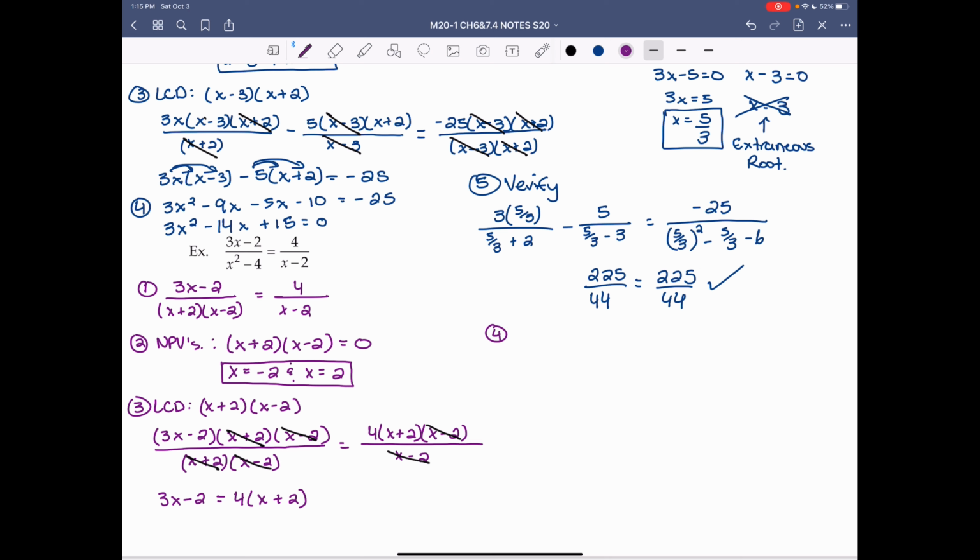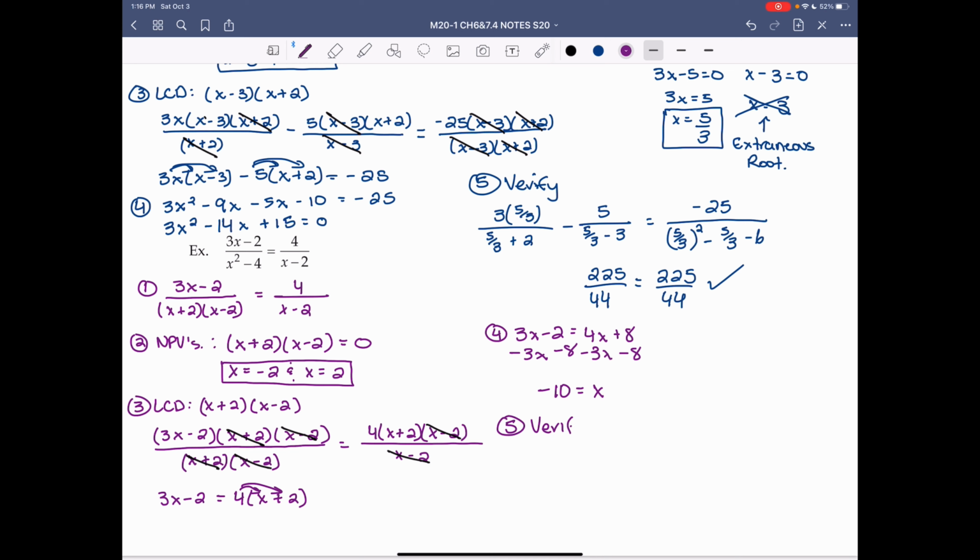Step 4, let's solve and simplify. 3x minus 2 equals 4 multiplied into our brackets, 4x plus 8. This is a linear, so we want to move x's to one side, non-x's to the other. I'm going to subtract 3x and subtract 8. I then get negative 10 equals 4x minus 3x, which is x. So x is equal to negative 10. Step 5, I want to verify. Negative 10 is not one of our NPVs.